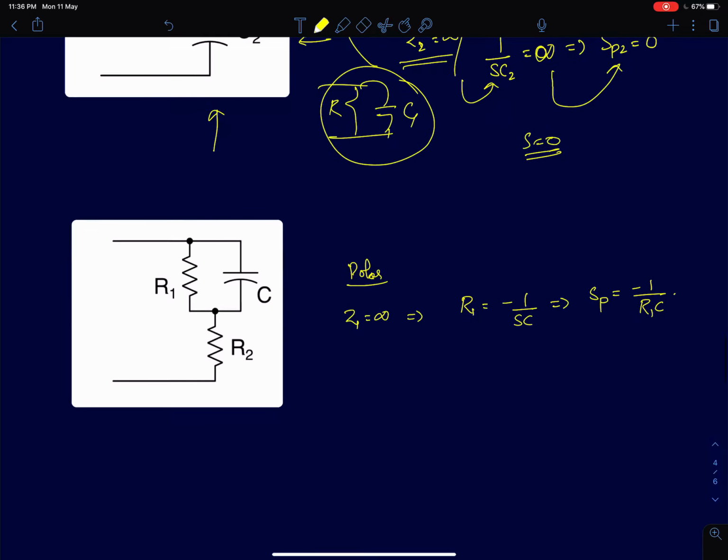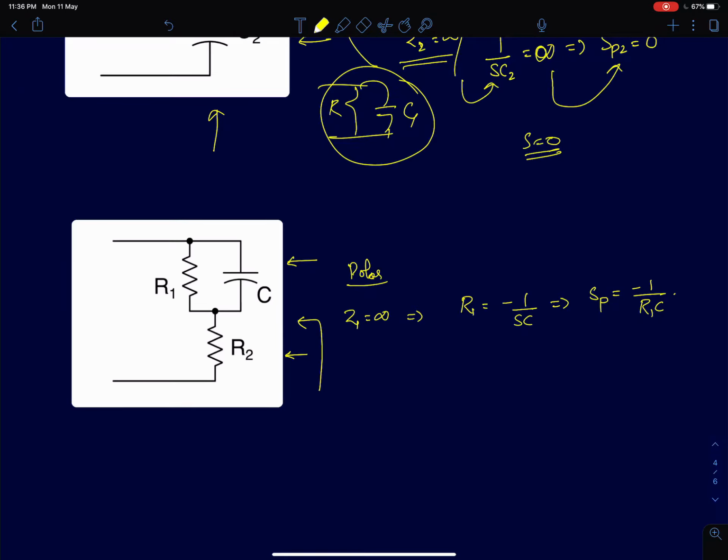Next we have a circuit where a parallel RC circuit is in series with a resistor R2, and we are supposed to find when there is a pole for the circuit. The pole for this circuit will be when either Z1 goes to infinity or Z2 goes to infinity.